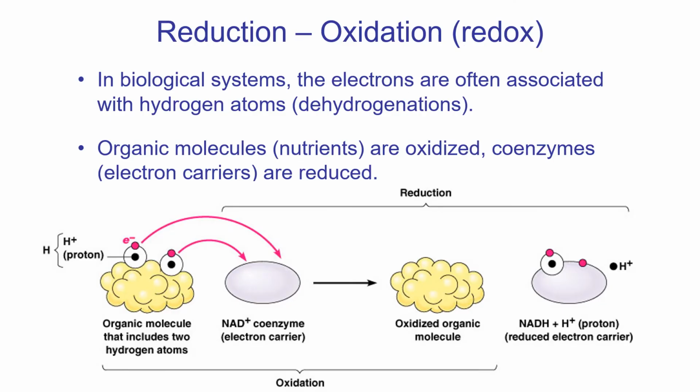So in a dehydrogenation, we have the transfer of an entire hydrogen atom, but remember, there's an electron in there, and then we may have transfers of other electrons as well. The net result will be that the organic molecule that's serving as the food item is going to be oxidized because it's going to lose electrons, and the carrier is going to be reduced because it gains electrons that can then be carried to another set of reactions.